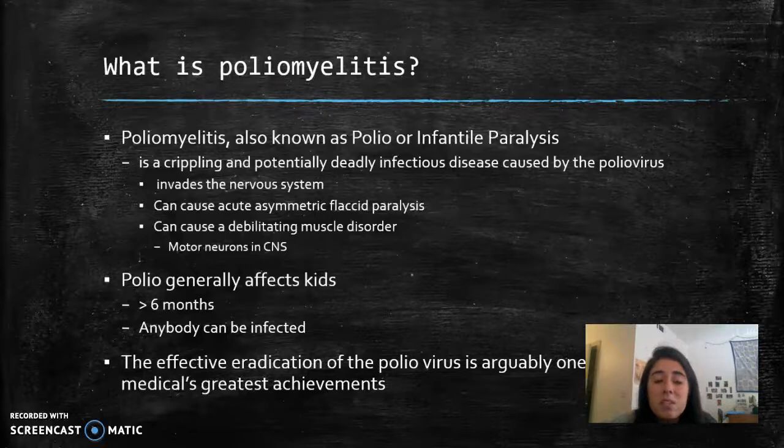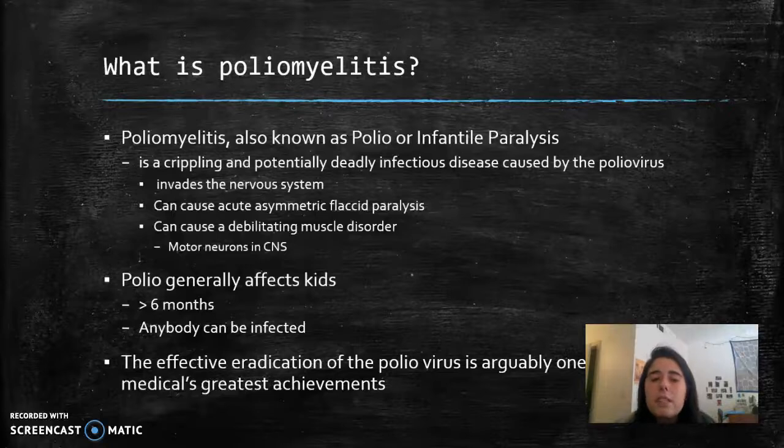Now, polio generally affects kids. It's most commonly found in babies younger than 6 months, but anybody can be affected by this because it's extremely infectious. And the effective eradication of the poliovirus in the Western world, the Western Hemisphere, is arguably one of medicine's greatest achievements.